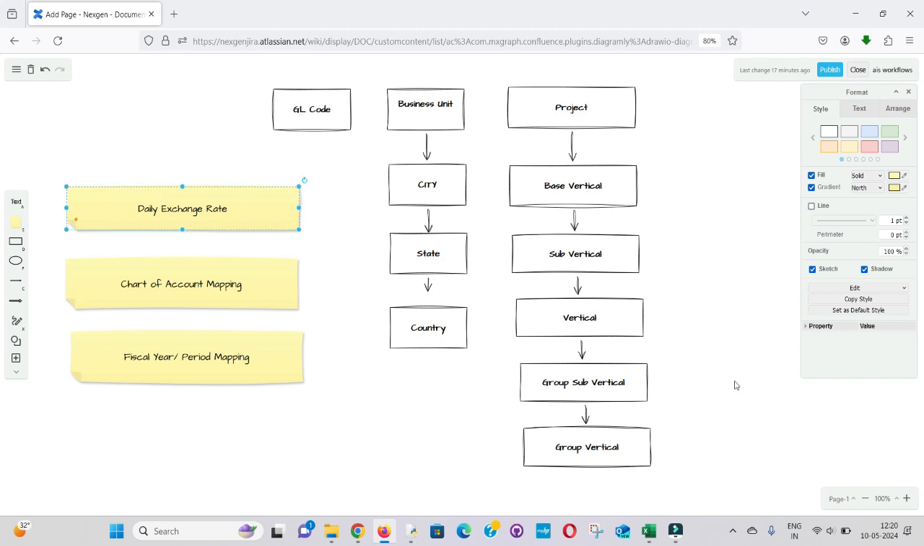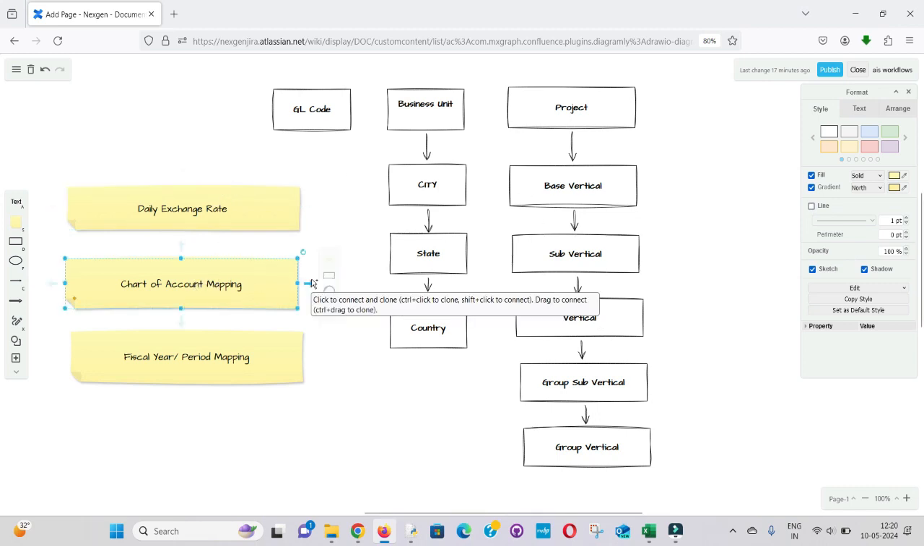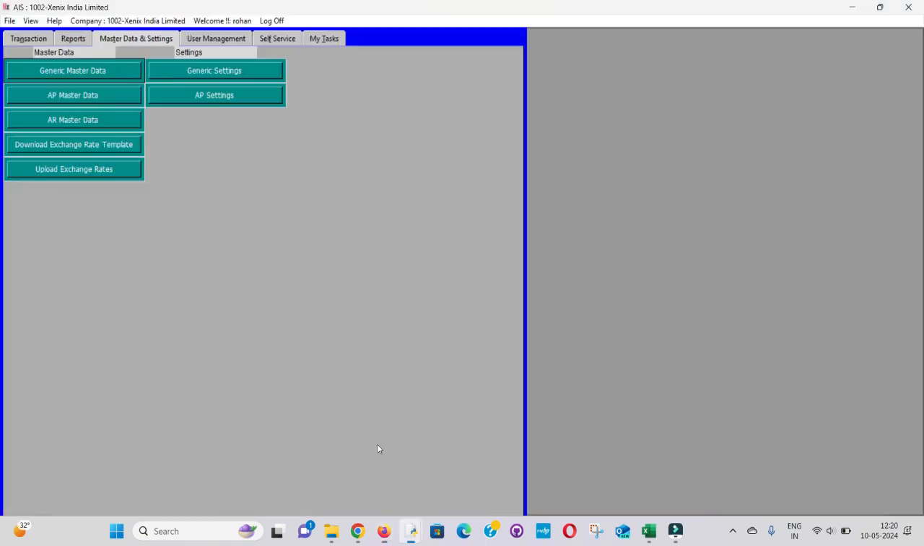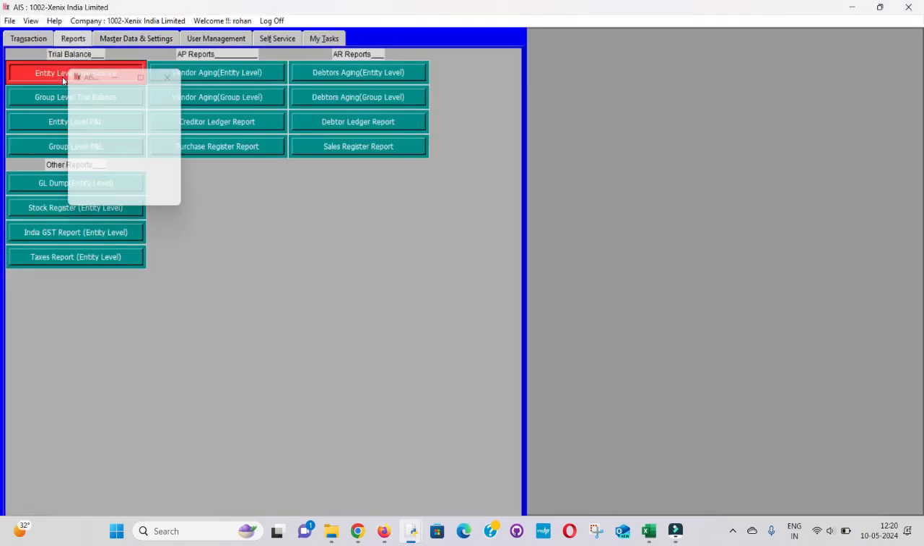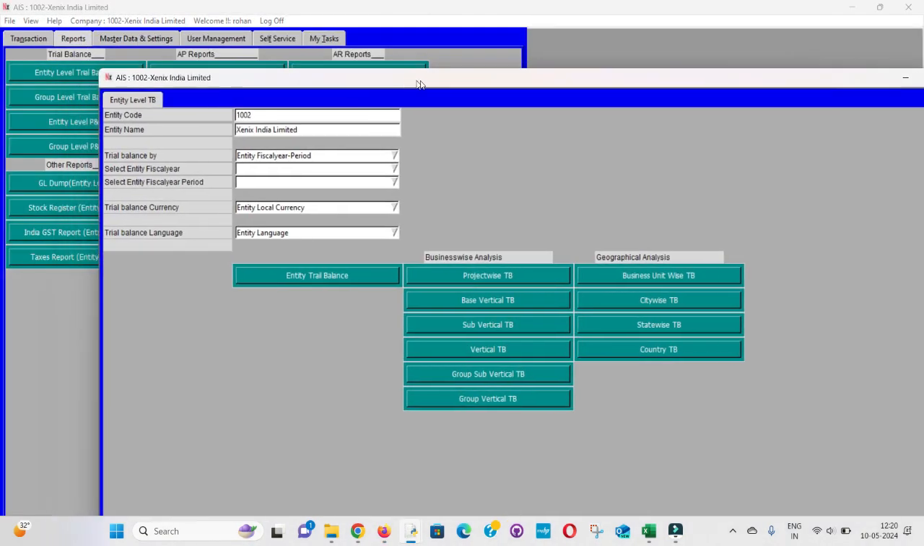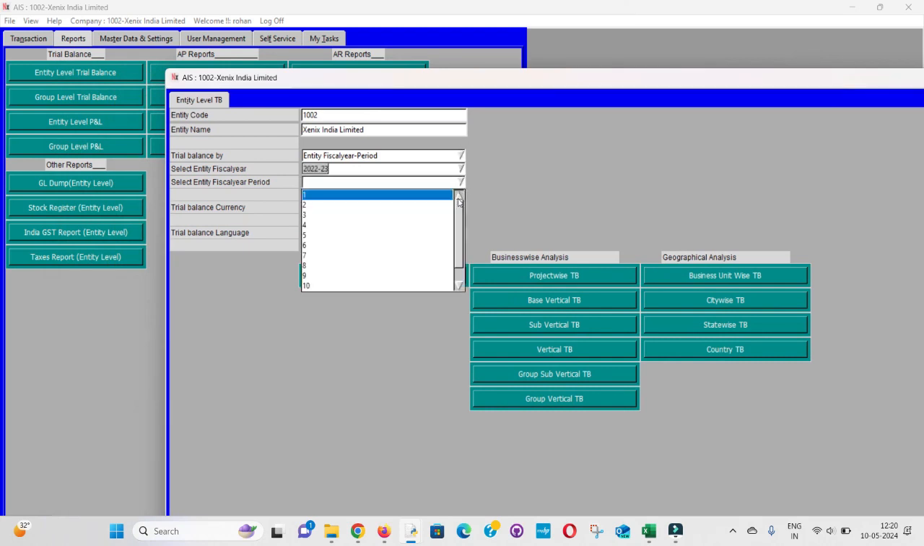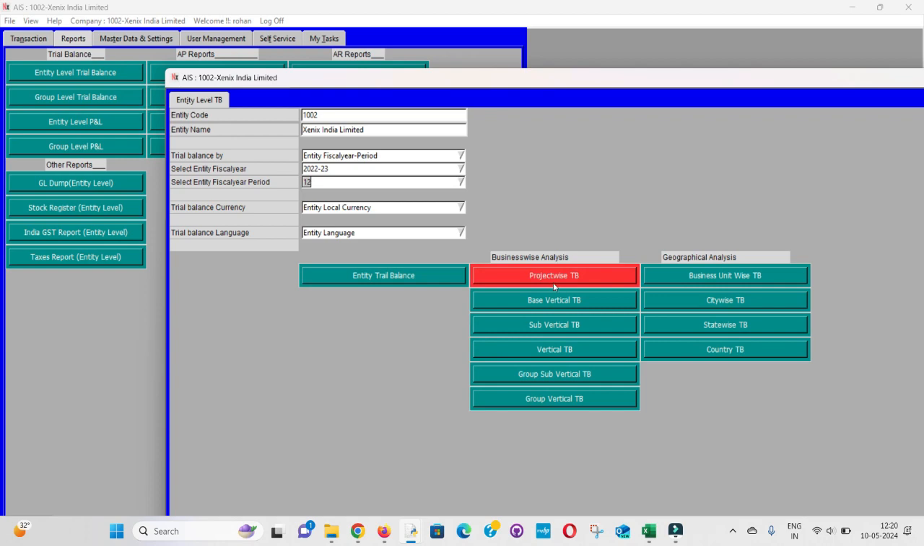Not only this, that means the system has daily exchange rates fed, and it will have chart of accounts mapping as well as fiscal years mapping and period mapping. With all these permutations and with all this powerful structure, the output is you can generate reports. Say this is an entity level trial balance. As said, you can generate the report at any level.